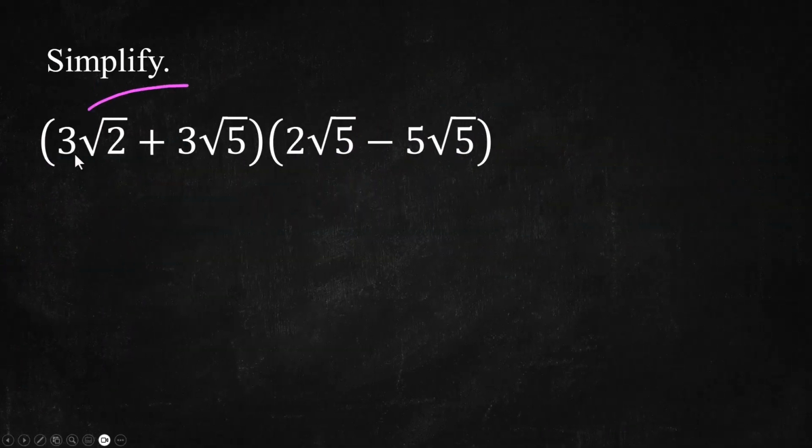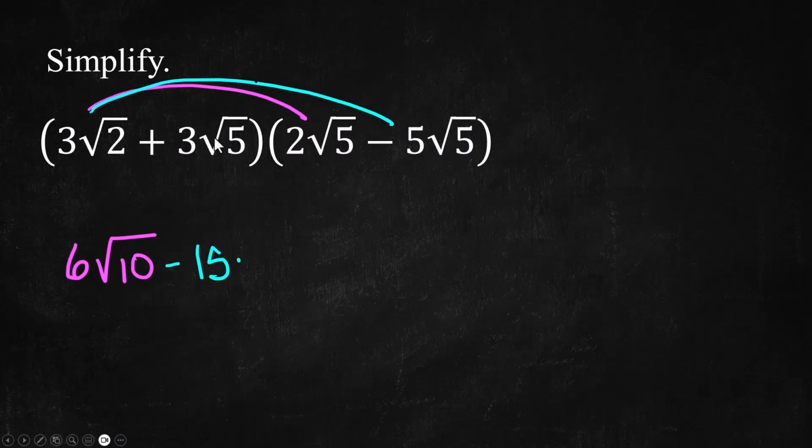We are done. I'm going to take 3 root 2 times 2 root 5. 3 times 2 is 6. 2 times 5 is 10. Then I'm going to take the 3 root 2 times -5 root 5. -15 root 10. 3 times 2 is 6. 5 times 5 is 25.